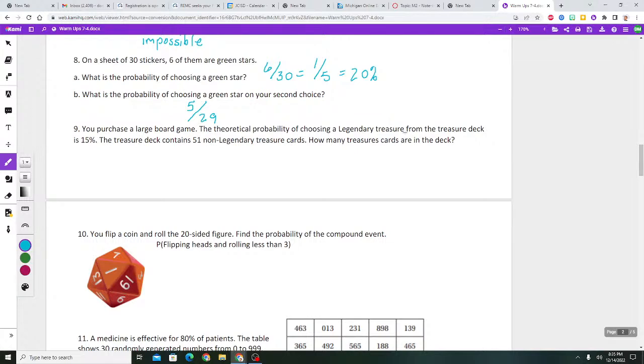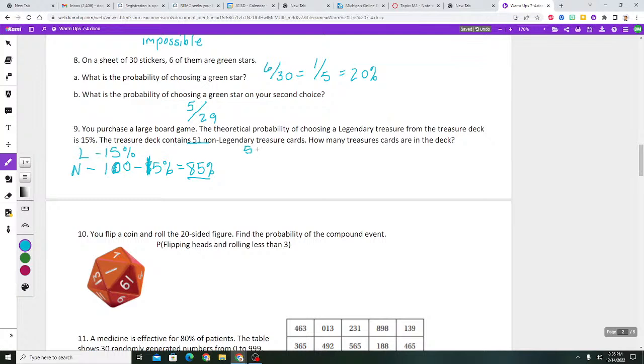You purchase a large board game. The theoretical probability of choosing a legendary treasure from the treasure deck is 15%. So legendary is 15%. The treasure deck contains 51 non-legendary treasure cards. How many treasure cards are in the deck? So we're given non-legendary, so we need to actually find the non-legendary. We go 100 minus 15, which is 85%. So that's the probability of choosing a non-legendary.